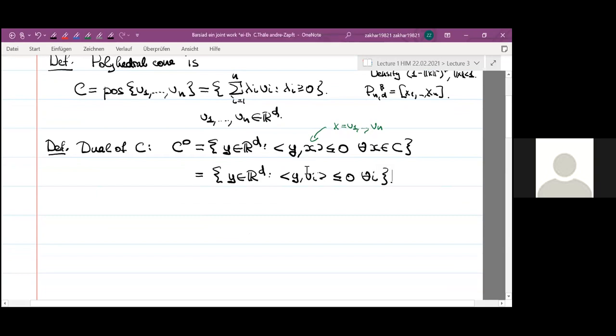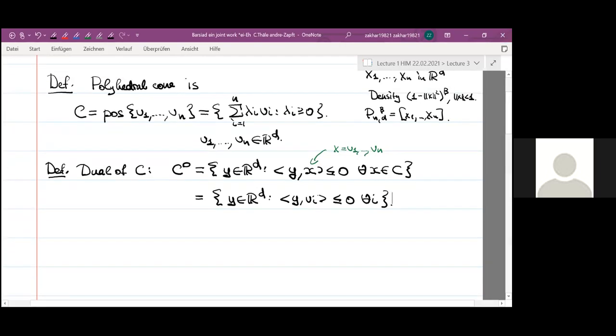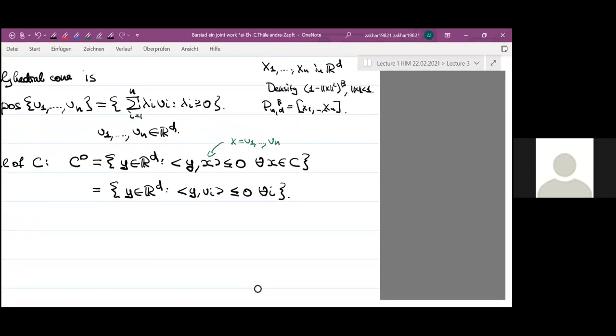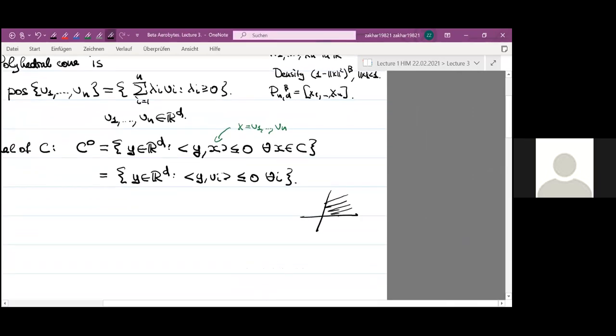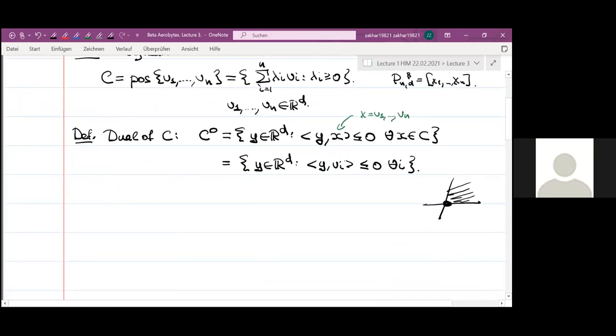Now, a single inequality of this type defines a half space whose boundary is passing through the origin, a closed half space with boundary passing through the origin. And so the dual cone is then defined as the intersection of finitely many such half spaces. And this is another definition of cones. So we could define a cone equivalently as an intersection of finitely many half spaces like here.